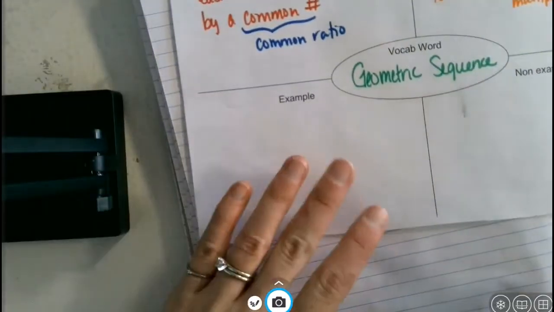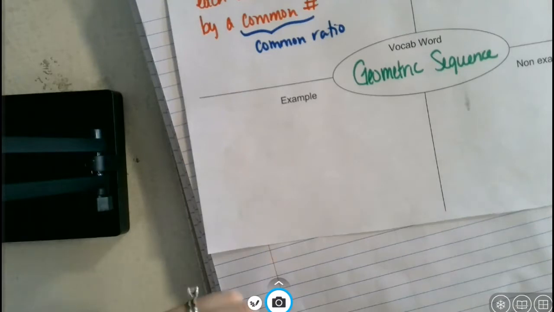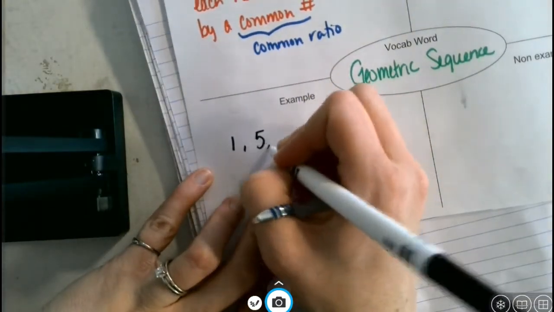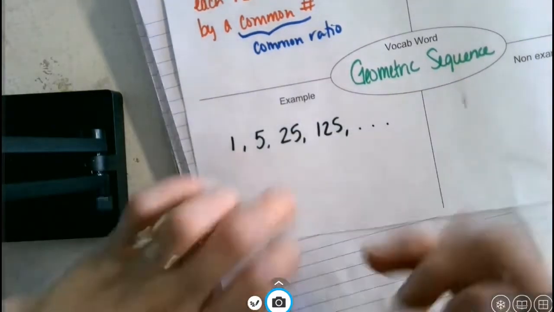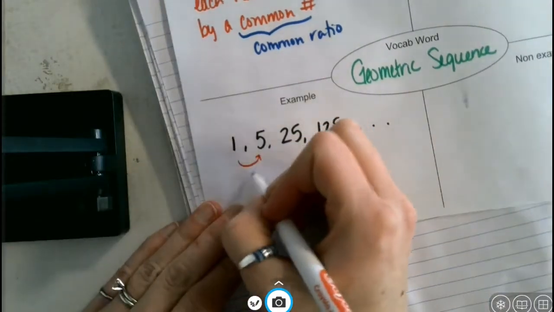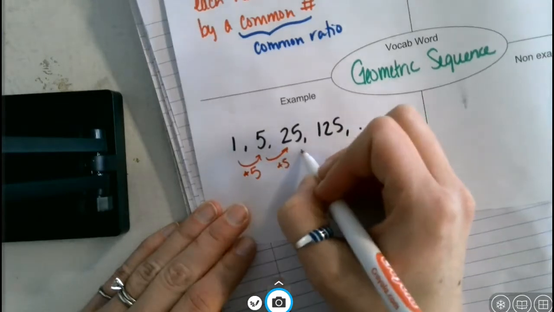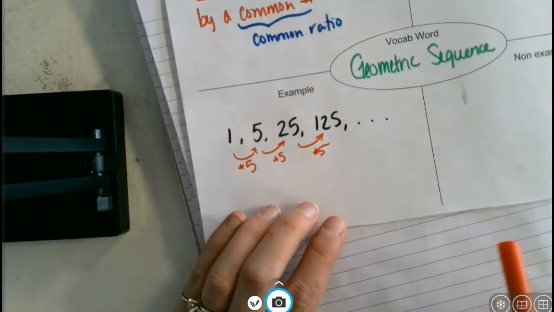I'm going to come up with one example, and I want you to try and come up with another example. So the example that I'm going to use right here is the one that we can see in the book. So if I start with 1, then my next numbers are 5, 25, 125, continuing on and on. And I know that this is a geometric sequence because every time I go up, I multiply by the same thing. That's the important part, is I multiply by that same value.